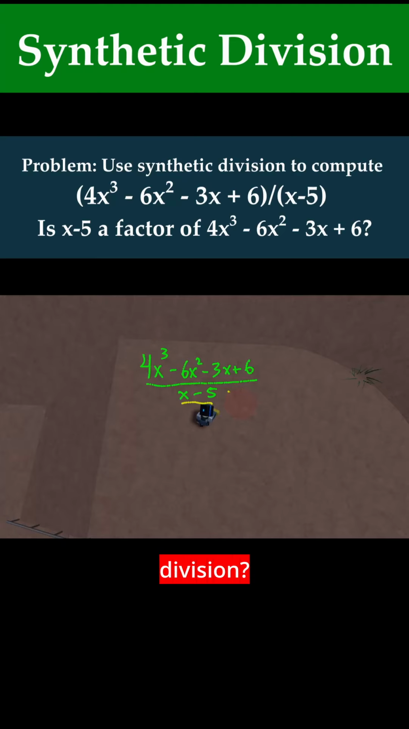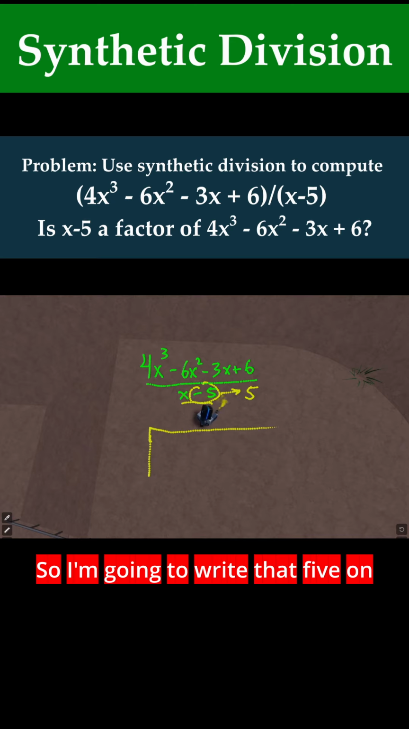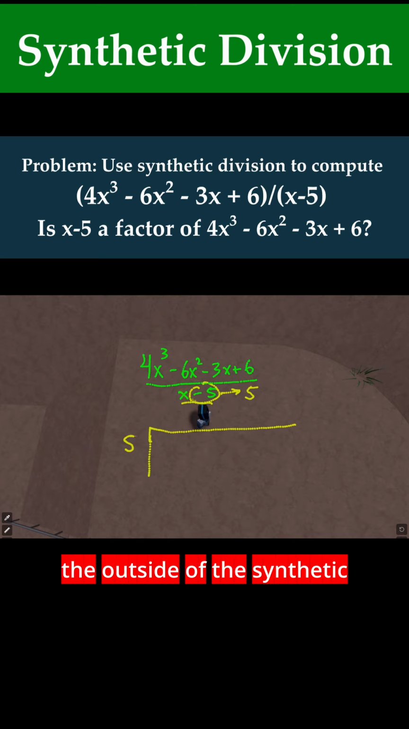So how do you do synthetic division? First step is you take the number in the denominator, this minus 5, and you have to change it to a plus 5. Now we need to set up the table. So I'm going to write that 5 on the outside of the synthetic division table.